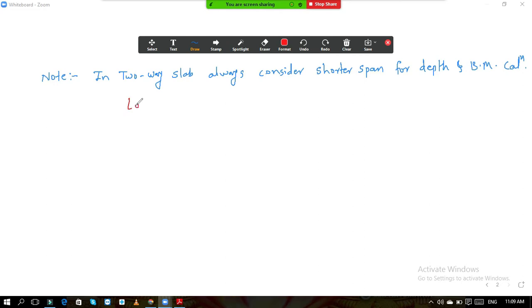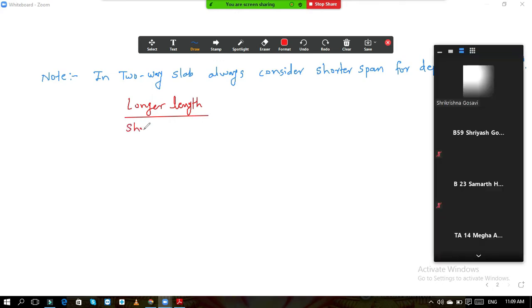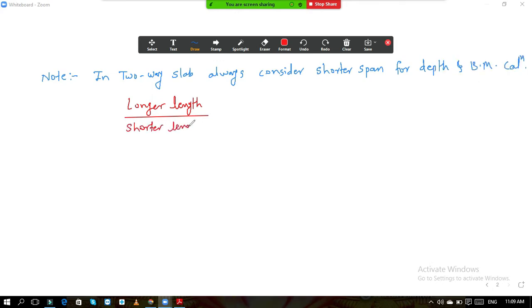So longer length divided by shorter length is equal to, what is our panel size? It is 4 meter by 6 meter. So longer length is 6, shorter length is 4. So 6 by 4 is equal to near about 3 by 2, which is 1.5. So 1.5 is less than 2.